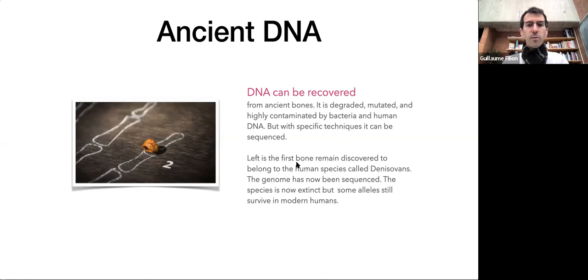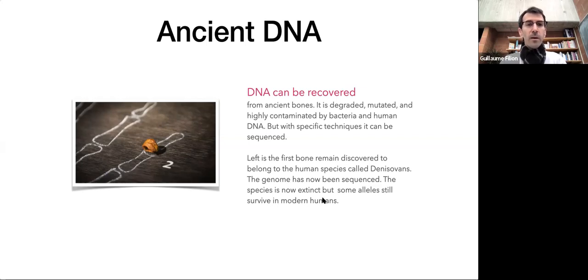Left is the first bone remain discovered to belong to the human species called Denisovans. So here it's this bone here, the one that's here on the pinky, that tiny little bone of a child, of a very young girl from another human species. No kidding, they're humans, but they're not our species. The genome has now been sequenced. The species went extinct a long time ago, but some alleles still survive in modern humans.